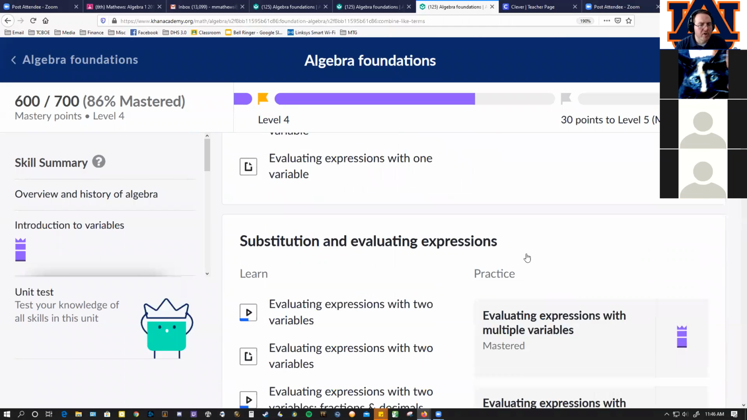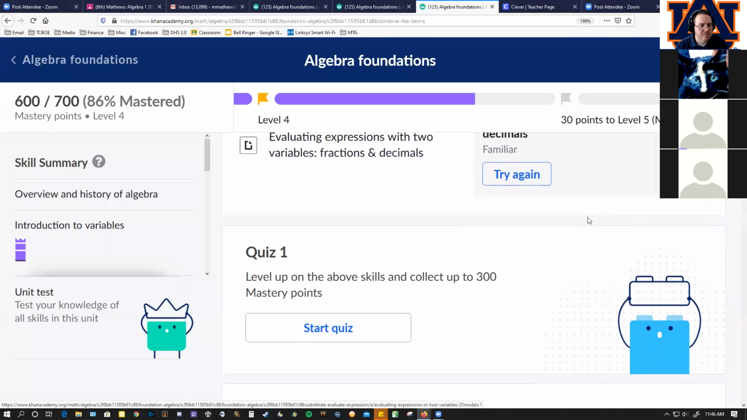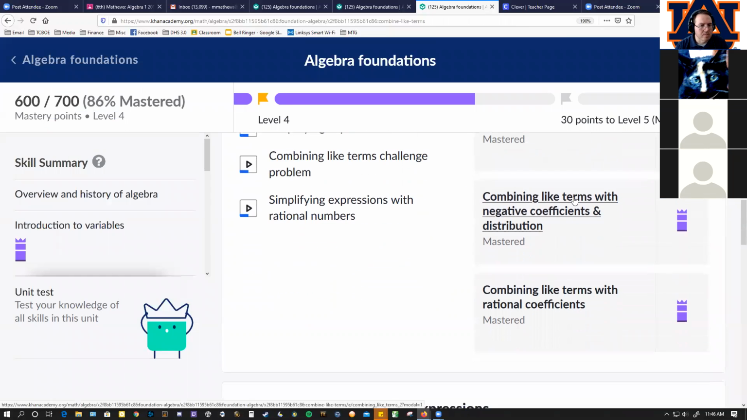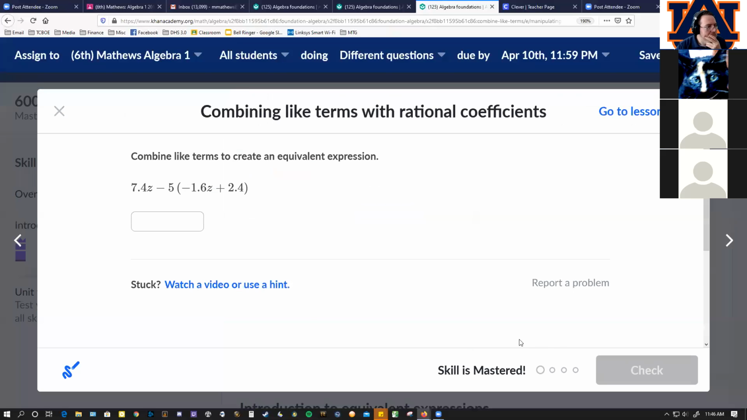Okay, so we've done one variable expressions, multiple variable expressions, expressions with fractions and decimals, combining like terms, and combining like terms with negative coefficients and distribution. Now, combining like terms with rational coefficients. Rational numbers include fractions and decimals, so that's what I'm assuming we're about to look at. There are decimals. Okay, so the rules don't change. It's going to be distribution, it's going to be negative integers, and in this case, we're just going to add in some decimals. So let's just get to it.